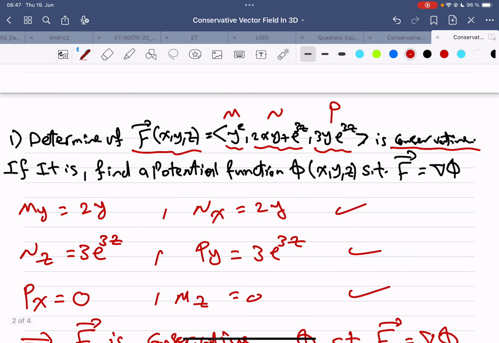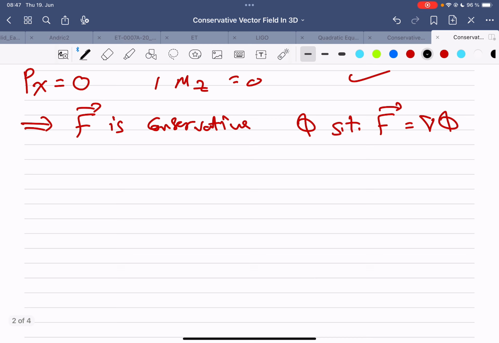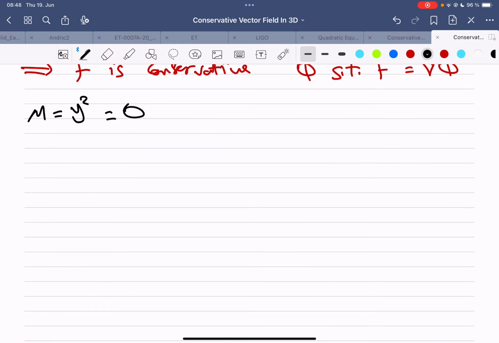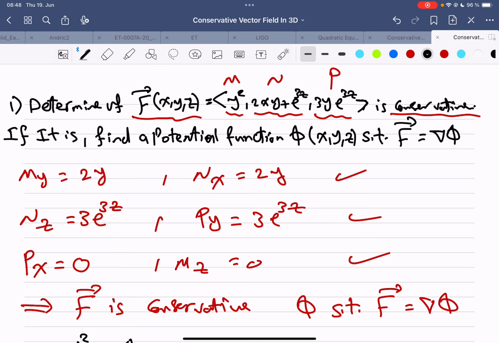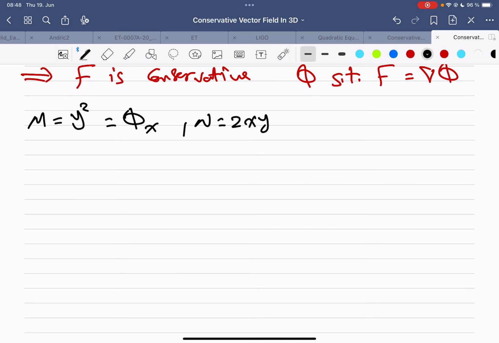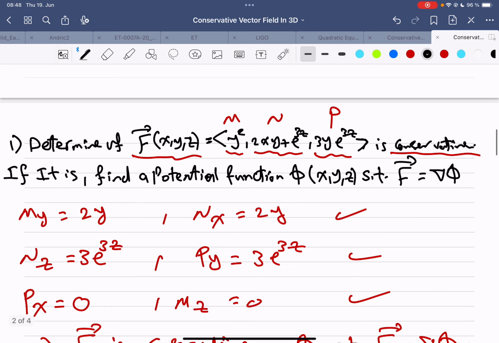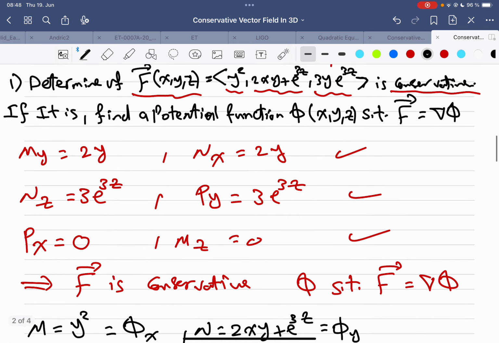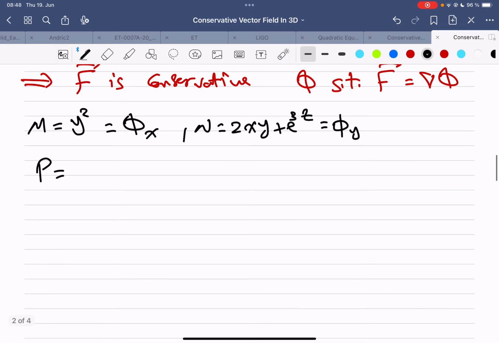As I said now, M equal y squared is phi x, N equal 2xy plus e to the power 3z equal phi y, and P equal 3y e to the power 3z equal phi z.